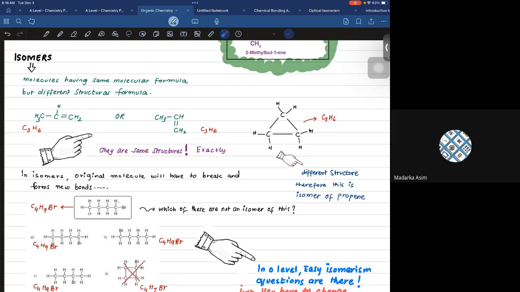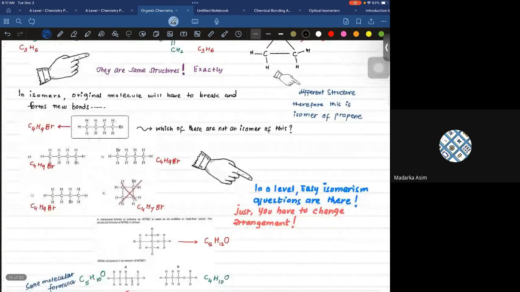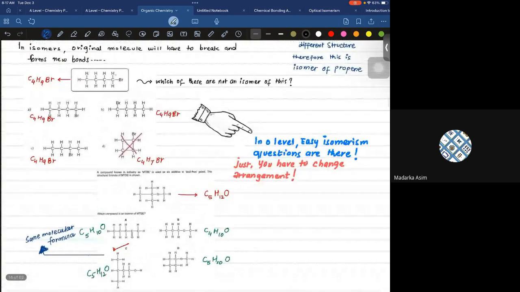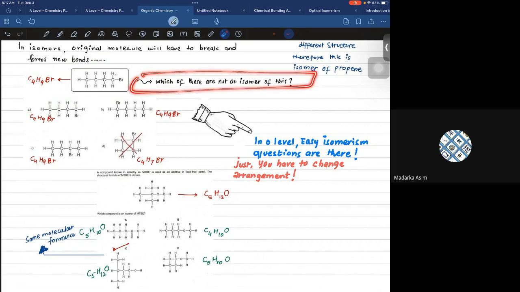I cannot say that they are isomers of each other because they are the same. Okay, so it's not related to alkene, but it's from the past paper. Now you can see which of these are not an isomer of this.